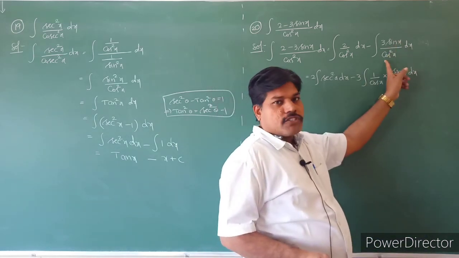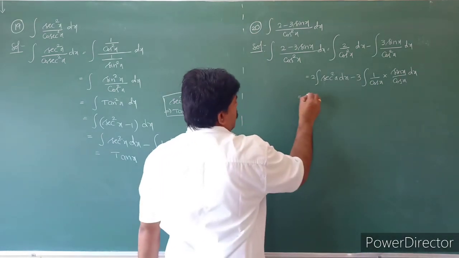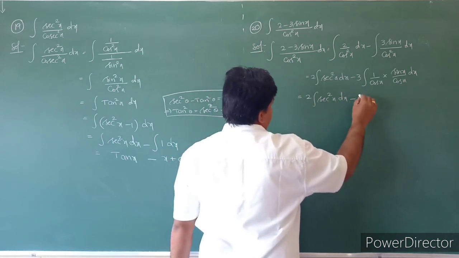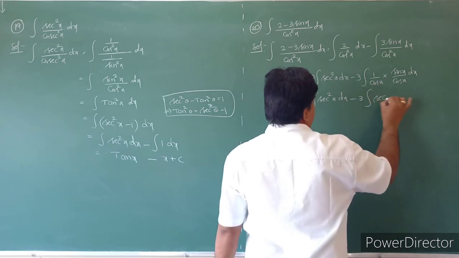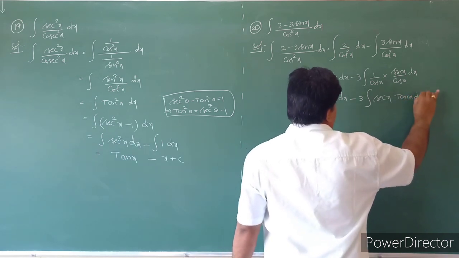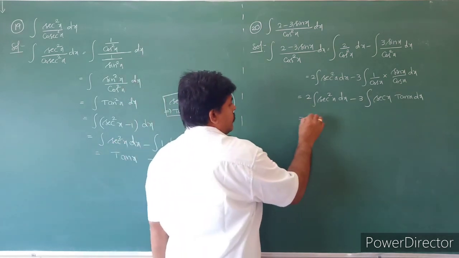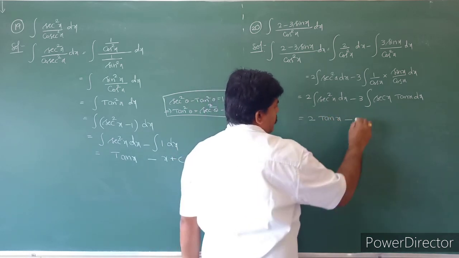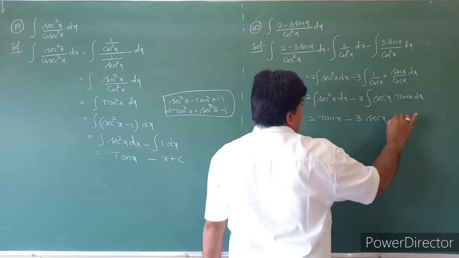Sin x by cos square x, cos square x I have written cos x into cos x, that's all. So why I have written in this form? That is equal to 2 into integral of secant square x into dx minus 3 into integral of 1 by cos x is nothing but secant x, sin by cos is nothing but tan x into dx. This is the formula. What is that? Integral of secant x into tan x is secant x. So that's why 2 into integral of secant square x is tan x minus 3 into integral of secant x into tan x is nothing but secant x plus c.